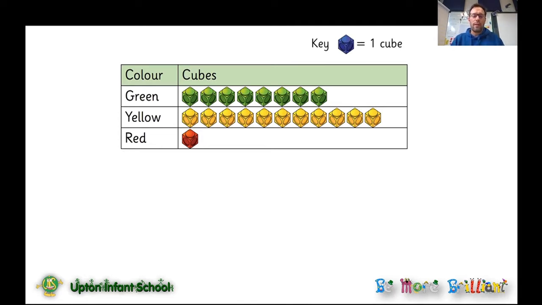So I know that I can count up my green cubes and I can see that we've got 1, 2, 3, 4, 5, 6, 7, 8 green cubes in total. And then we've got 8, 9, 10, 11 yellow cubes. Did you see I started at 8 and counted on because I knew that I had 8 green cubes and I could count on to find the rest of my yellow cubes. And then we've got 1 red cube.